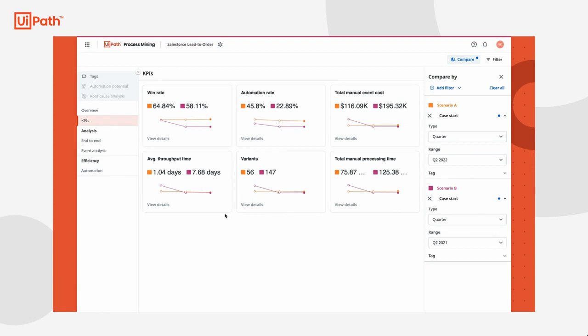Tasha's ecstatic. By leveraging process mining, she has increased the win rate 6% and accelerated her company's journey to the fully automated enterprise, saving over $200,000 in annual costs in the process. She also helped give back time to the sales team by automating a tedious task so they can spend more time on closing deals and less time on administration.